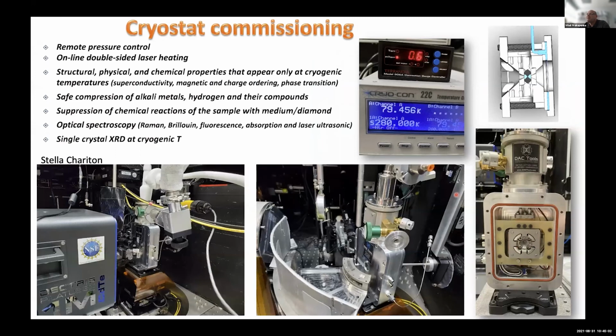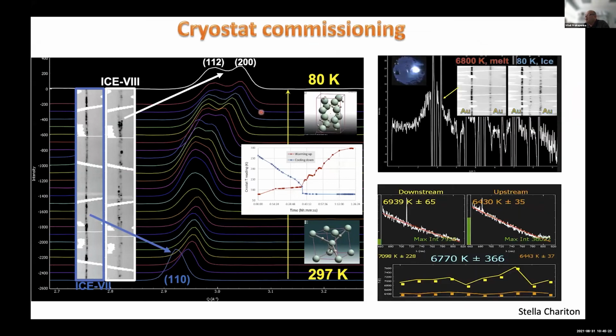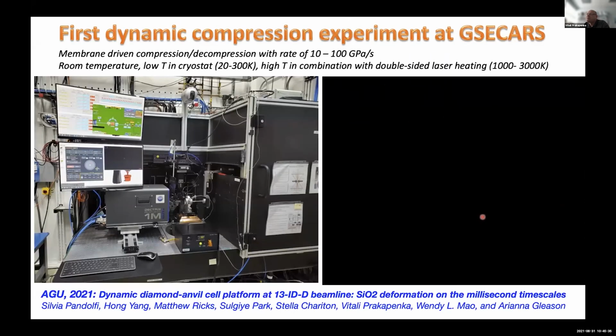Just recently, we commissioned the cryostat that allows us to do double-sided laser heating when we have the sample cooled down to nitrogen temperature. You can see the temperature is below 18 degrees, and we can still do the laser heating. So here is the transition ICE7, and it starts to split, transforming to ICE8. And at the same time, we can heat it up and measure diffuse scattering from the molten materials, and the temperature jump because of the superionic phase transitions that I mentioned before.